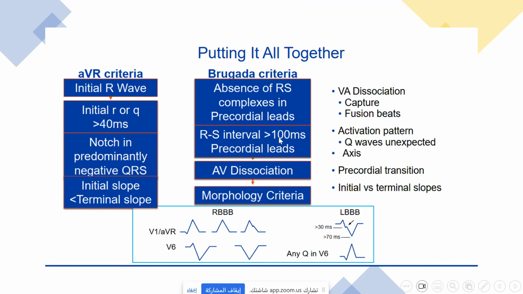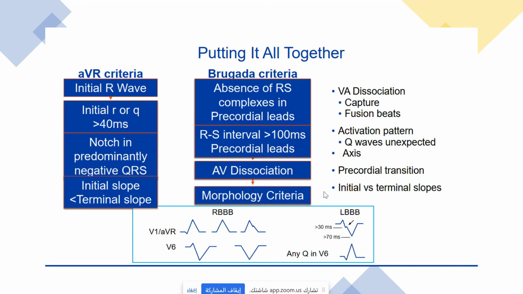If it is more than 100 milliseconds, usually it is favoring VT, because if it is from the R to S, if it is slurring, that means the electrical activity is going with slow conduction through the muscle tissue, the muscle in the ventricle, and likely this is VT. Look for AV dissociation, as we mentioned before, and look at the morphology criteria.